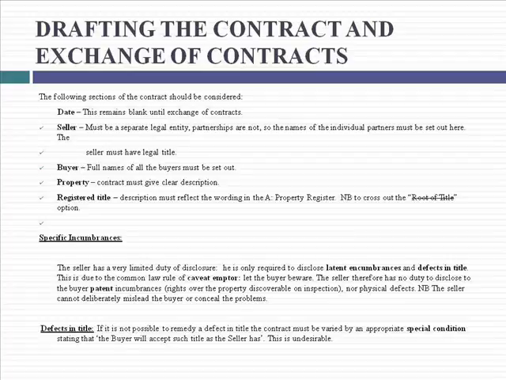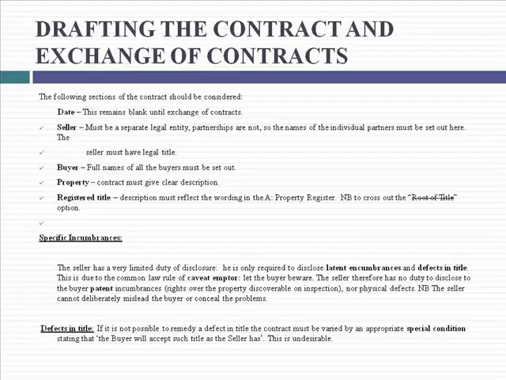Specific encumbrances. The seller has a very limited duty of disclosure. He is only required to disclose latent encumbrances and defects in title. This is due to the common law rule of caveat emptor, let the buyer beware. The seller therefore has no duty to disclose to the buyer patent encumbrances, rights over the property discoverable on inspection, nor physical defects. And B, the seller cannot deliberately mislead the buyer or conceal the problems.